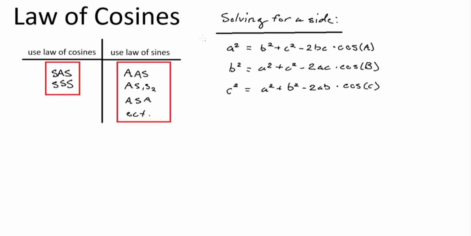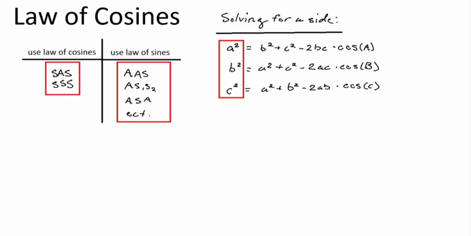It's important to note, and it probably isn't anything you were confused about, but I just want to go over this briefly just in case. This a squared, this b squared, this c squared, this is the side you're solving for. Let's say you're solving for side A, you're going to follow this formula. If you're solving for side B, follow this formula, and for side C, it's this formula.